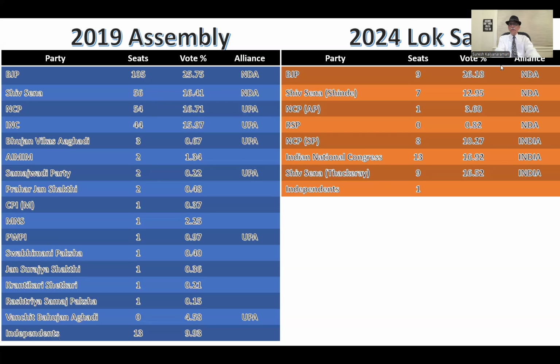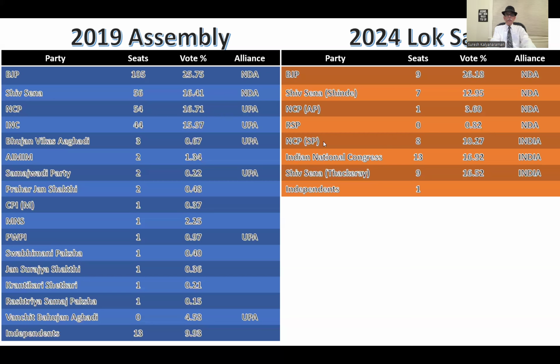Then in the 2024 elections, we had Bharatiya Janata Party winning 9 seats with a vote share of 26.18% as a part of the NDA alliance, and the Shiv Sena Shinde group got 7 seats with a vote share of 12.95%, and the NCP from Ajit Pawar's faction got 1 seat with a 3.60% vote share, and RSP got 0 seats with 0.82% vote share.